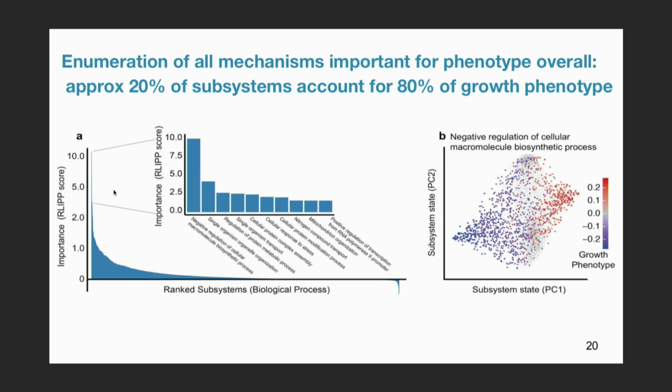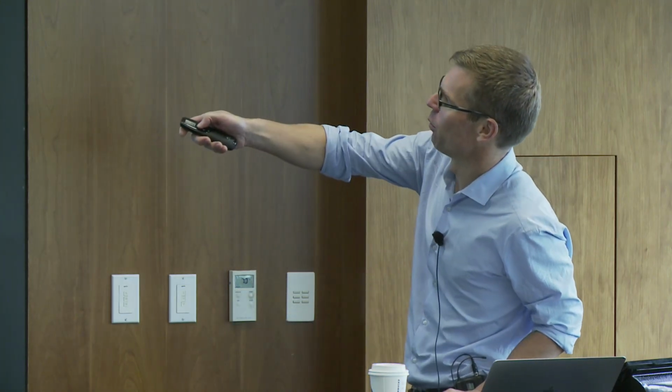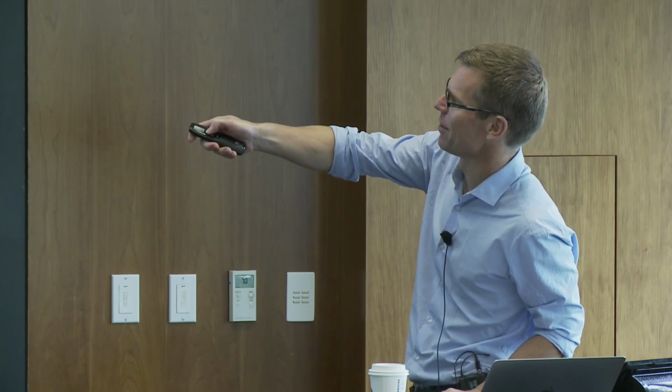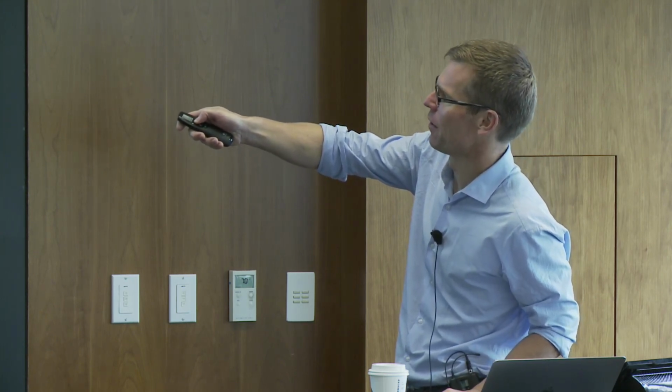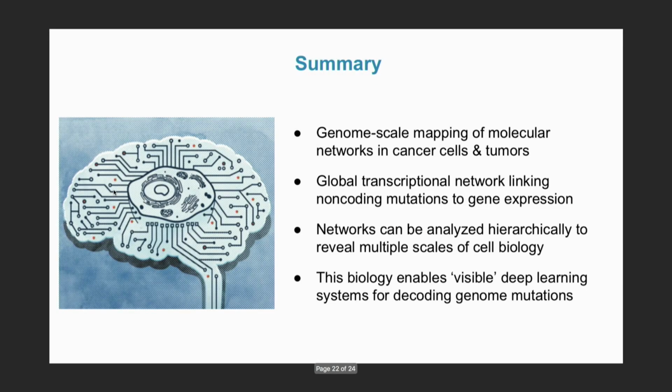It's a power law distribution of importances, which means you can make statements like this: about 20% of those 3,500 subsystems account for about 80% of the growth phenotype. And of course, you can look at which ones those are. Please check this out. Again, this is early days, but you'll see our early attempts to visualize and let you explore just the simplest aspects of this model online at this website, dcell.ucsd.edu.